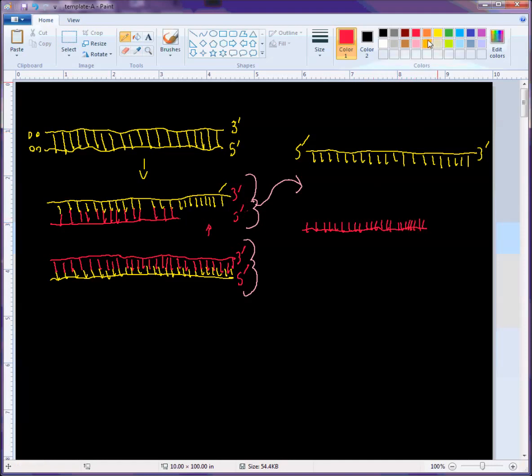Okay, now here's the 5' end here, 3' end here, and again I'm going to use a different color. Let's use blue for the RNA primer. So we're going to need an RNA primer at the end here, and the RNA primer for this one is somewhere further up on the DNA. So DNA polymerase III, or the equivalent in humans, is going to replicate this all the way to the end, no problem.